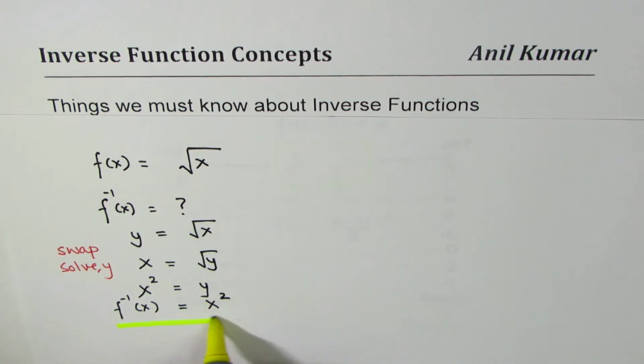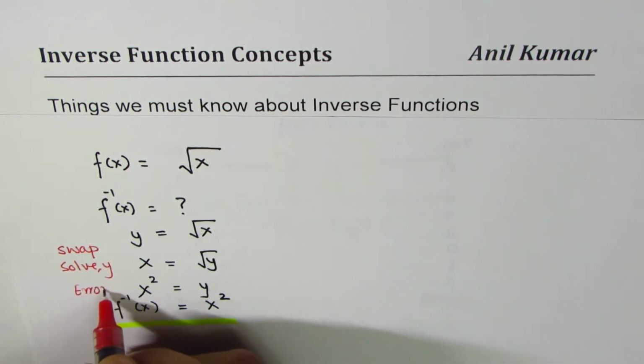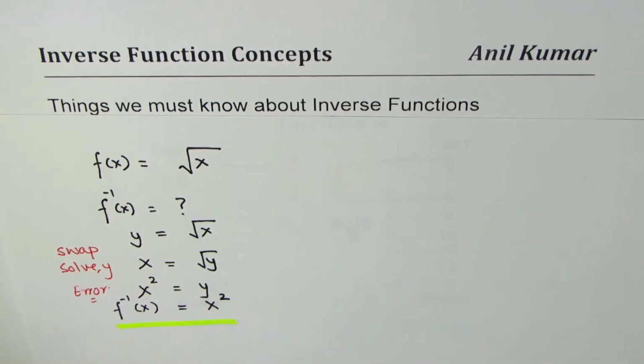However, this is not the correct answer. There is an error here. Whenever you square, you tend to make an error. Now, can you point out what is the error here?